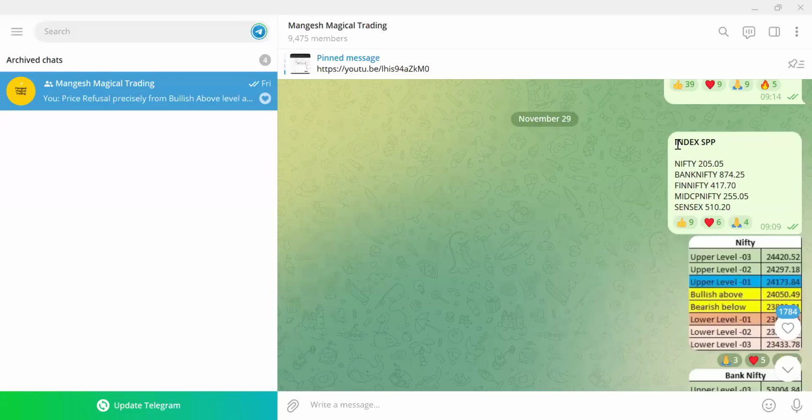This is index SPP. The message is posted at 9 minutes past 9 on November 29, that is yesterday, Friday, before the market started. And Nifty is 205.05. This is the SPP. In short, we need to find out one call and one put of whose first 5-minute candle close is near SPP. It exactly won't be the same, slightly up, slightly down, but you have to find out the best possible combination. One call, one put.